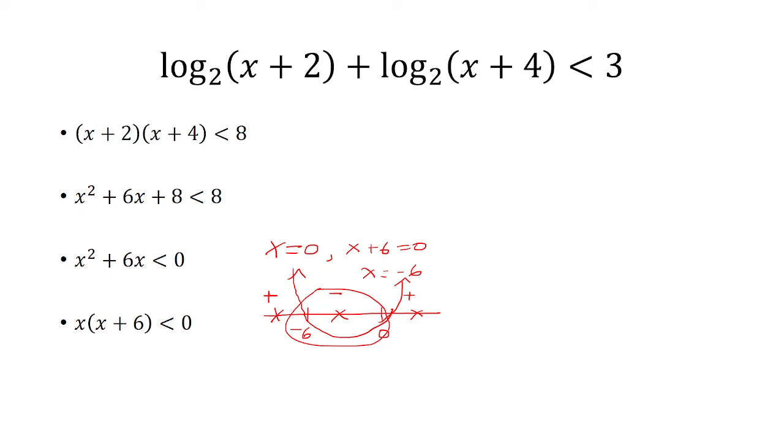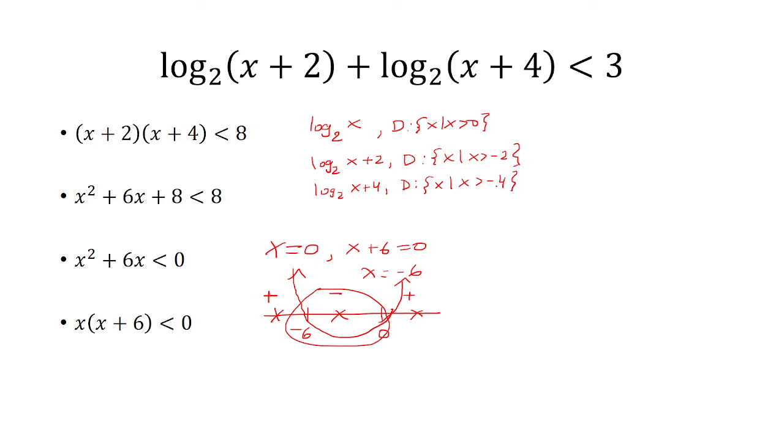But now the problem is that the domain for logs is restricted. So for example, if I have log base 2 of x, the domain is all x such that x is greater than 0. So you want whatever's inside to be greater than 0. So for x plus 2, you want x plus 2 to be greater than 0. In other words, x has to be greater than negative 2. And same thing with x plus 4: you want x plus 4 to be greater than 0, so that means x is greater than negative 4.